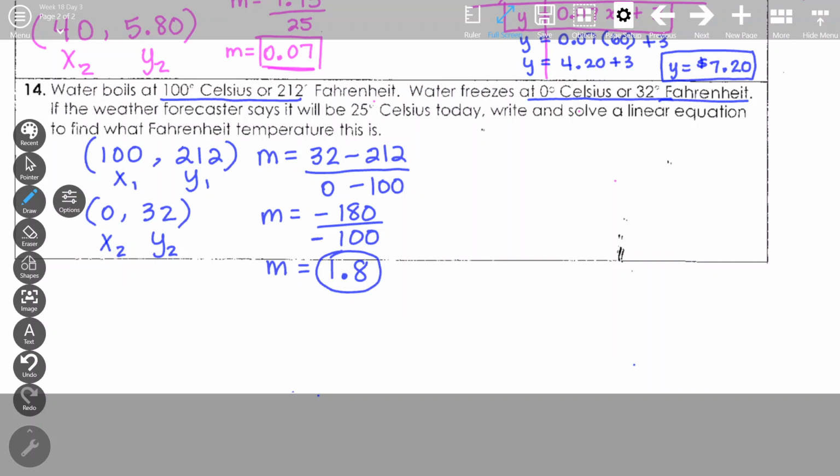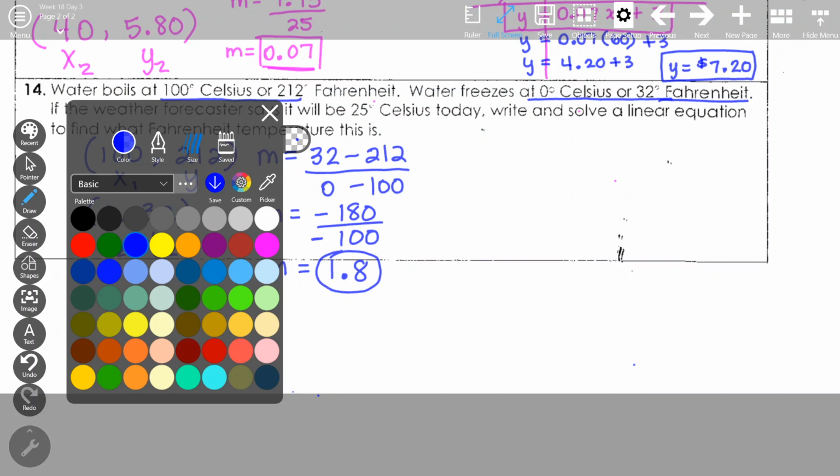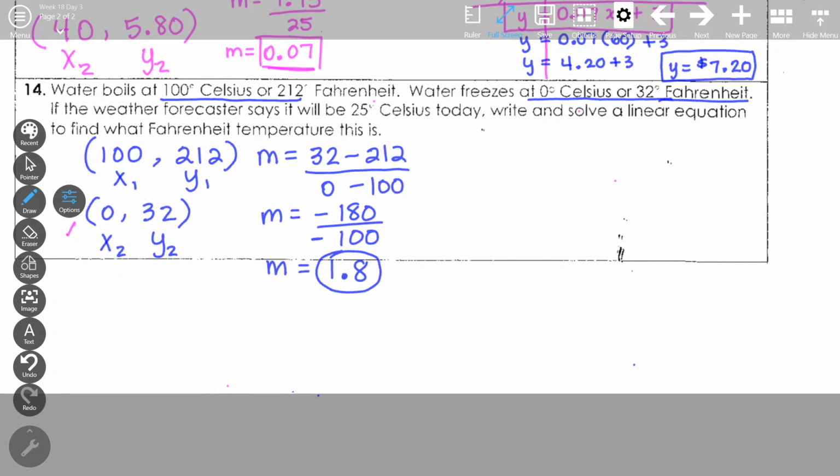Now, it doesn't matter which point you use, and I'm actually going to use the second point in this one because anything with a 0 is easier to multiply by. So this is going to become my x1 and my y1. Y minus my y sub 1, which is 32, equals, what's my slope? I just found it, 1.8. Multiply that times x minus my x sub 1, which is 0.